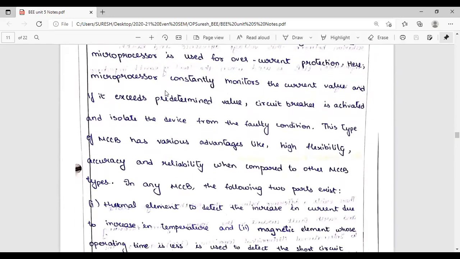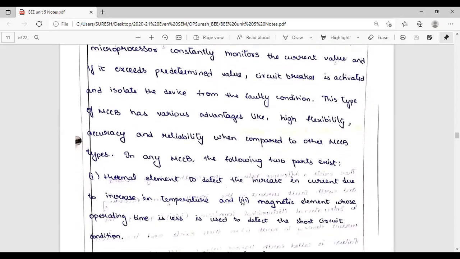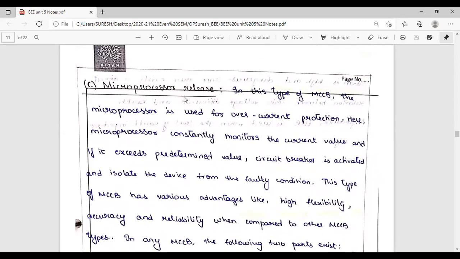Next, microprocessor release. Microprocessor release means we write one program. The microprocessor is used for overcurrent protection. Here, the microprocessor constantly monitors the current value, and if it exceeds the predetermined value, the circuit breaker is activated and isolates the device from the faulty condition. So what we are doing is setting some value with the help of a program, with the help of the microprocessor chip. With the help of the chip, we open this device.